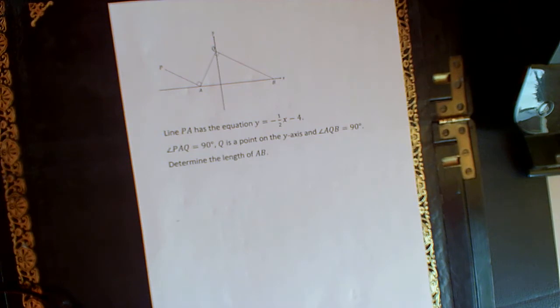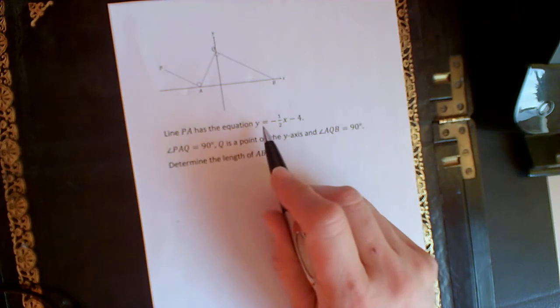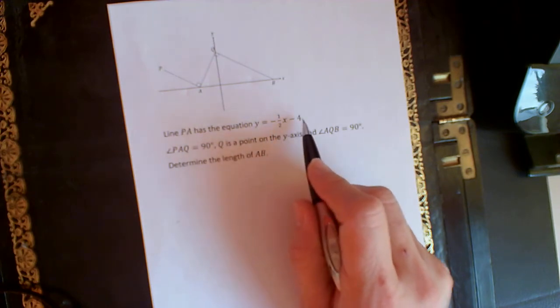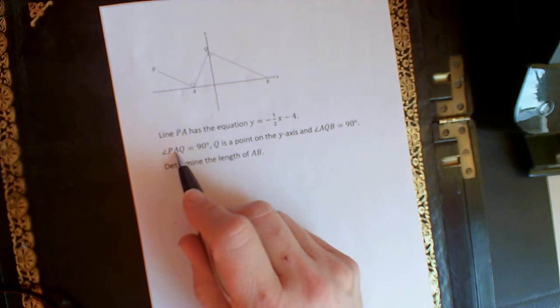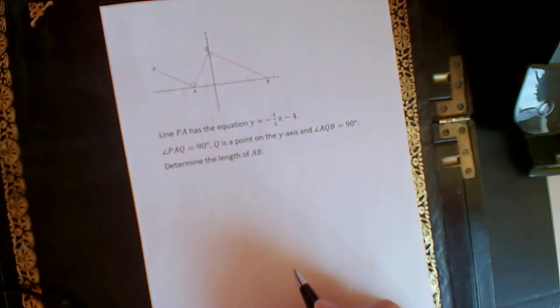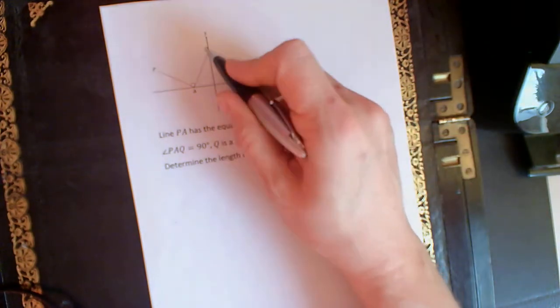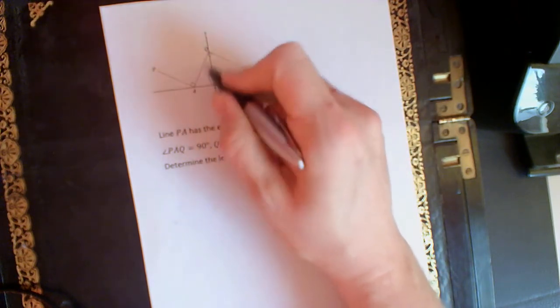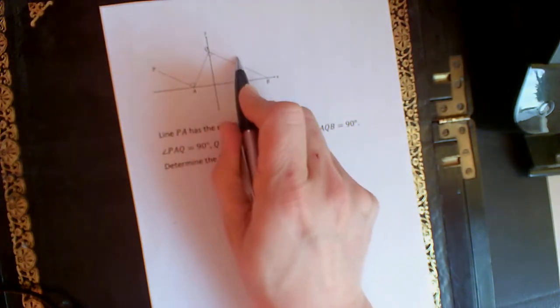Hello, let's have a look at this problem that involves the equation of a straight line. It involves parallel lines and it involves perpendicular lines. So we're given the equation for PA, which is y equals negative a half x minus 4. We're told that PAQ, which is this angle here, is 90 degrees, a right angle, and you can also see AQB is a right angle. So these lines are perpendicular, as are these. And incidentally, these two are parallel.